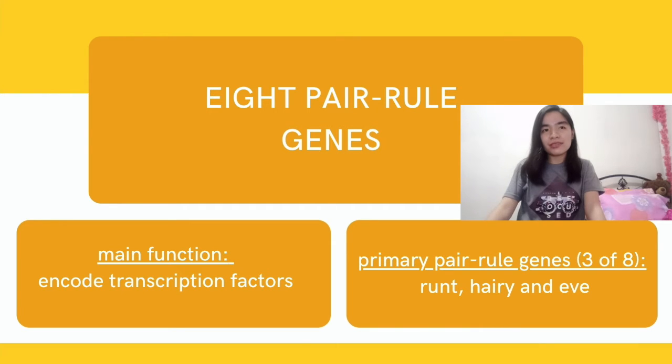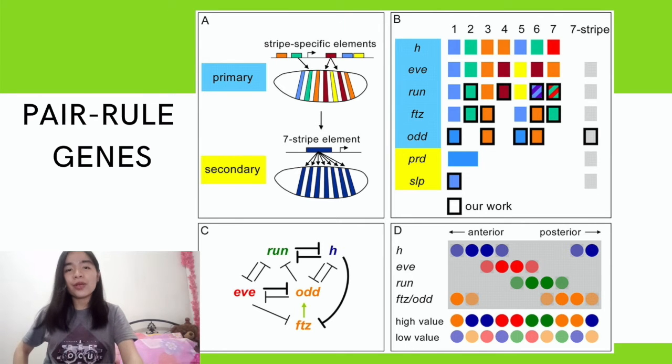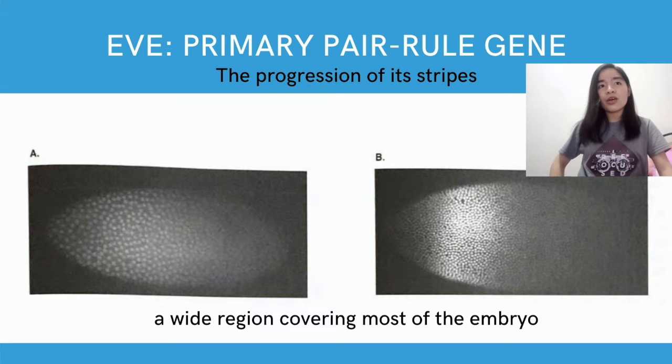Eight pair-rule genes. The main function of the 8 pair-rule genes is to encode transcription factors. Primary pair-rule genes are 8. Three among the 8 are Runt, Hairy, and Eve. So I will be discussing Eve because it is the most studied among the 8 of them. So one of the primary pair-rule genes is Eve.